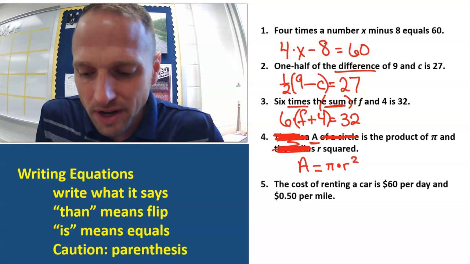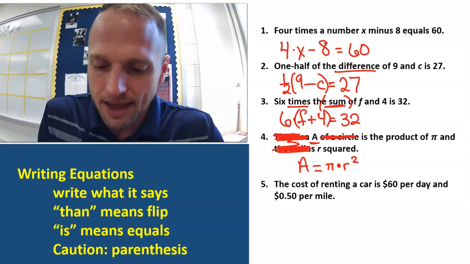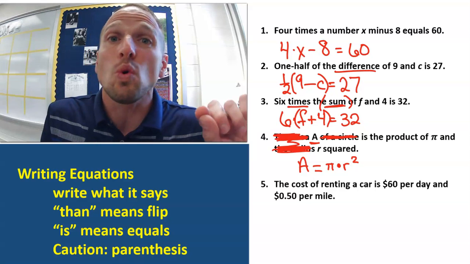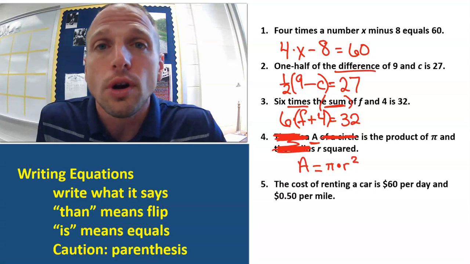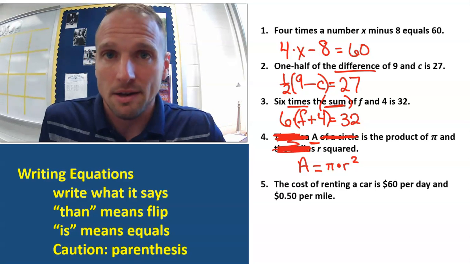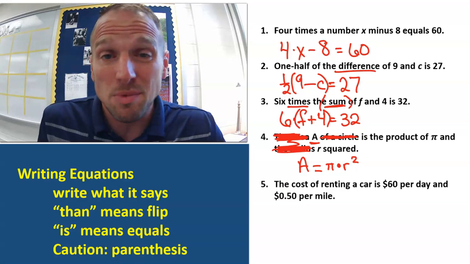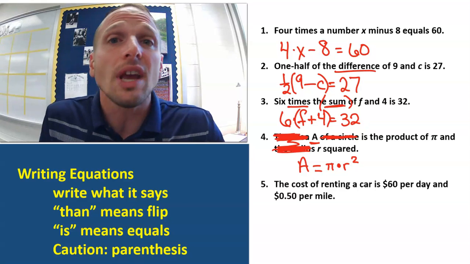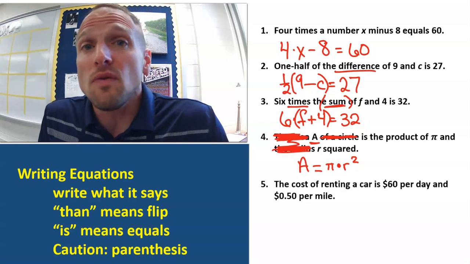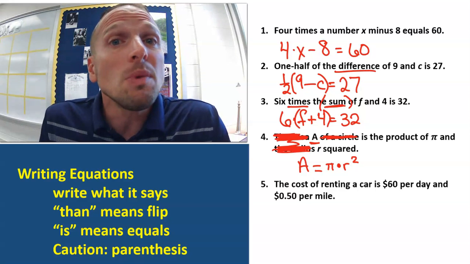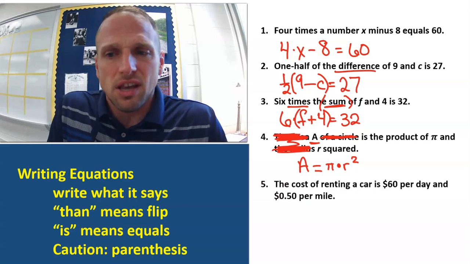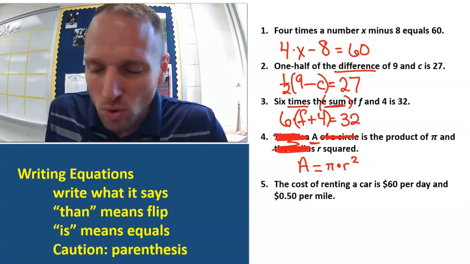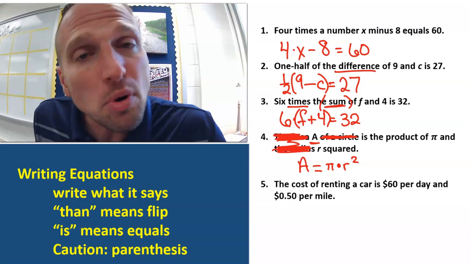The cost of renting a car is $60 per day and 50 cents per mile. Now, the word that's awesome in there is the word per, because per means multiply. There's actually two other words that kind of mean the same thing, just like per: each and every. So if you see for each or for every or per, it's going to mean multiply. So let's clean this up knowing that per means multiply.